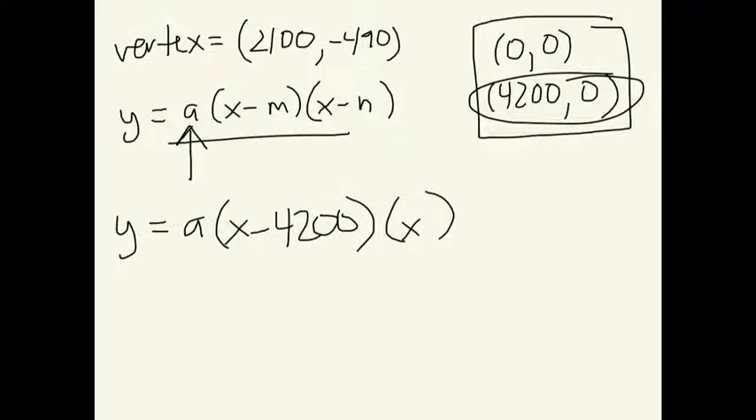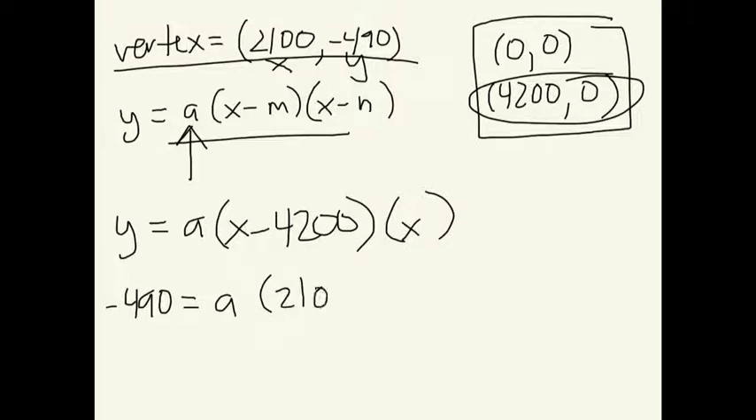Now that we have that, we can use our vertex. This is your x, and this one here is going to be your y. Now just plug that in where you see an x and a y. Y is going to be negative 490. We still have an a. This one here is going to be 2,100 minus 4,200. And then x, of course, is going to be 2,100.